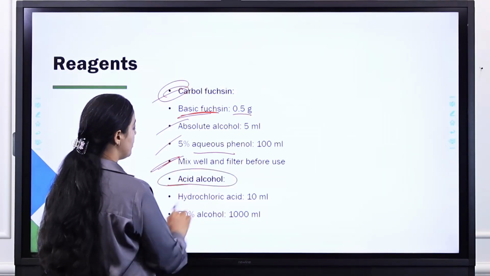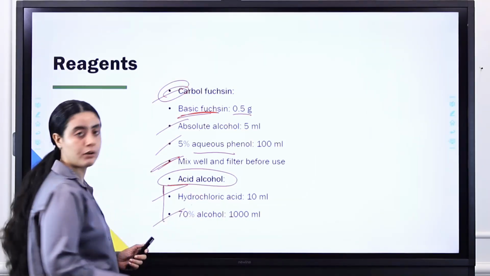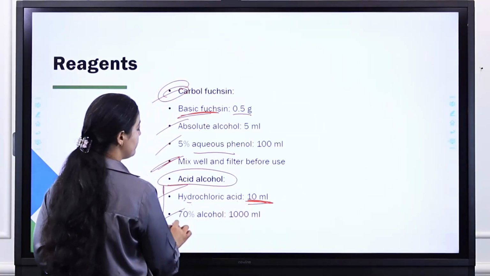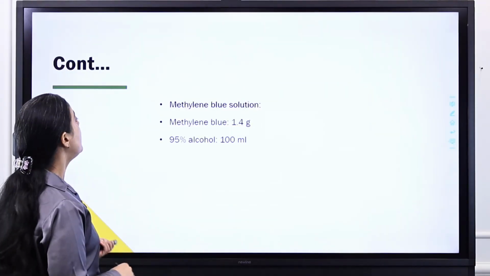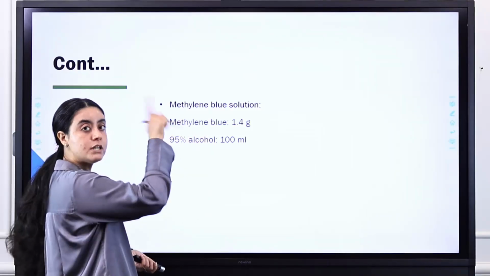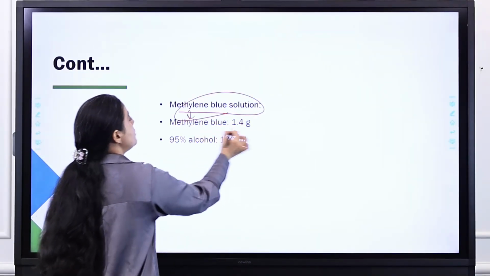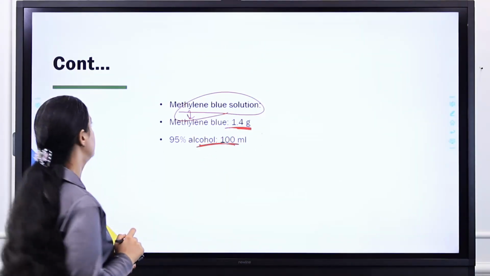Then we have acid alcohol. Acid alcohol we can make with hydrochloric acid or 70% alcohol. If we use hydrochloric acid, it will be 10 ml, and if we use 70% alcohol, 1000 ml. And then we have the next dye: first carbol fuchsin, second is methylene blue. For that we have methylene blue 1.4 grams and 100 ml of 95% alcohol.